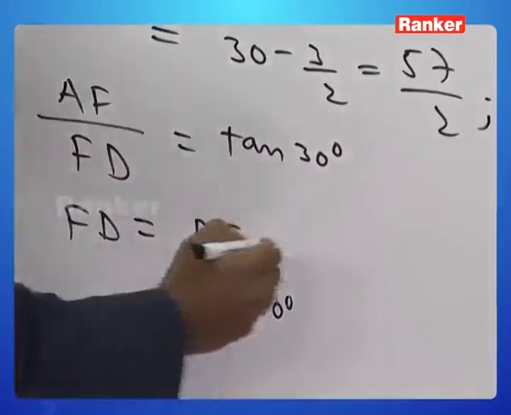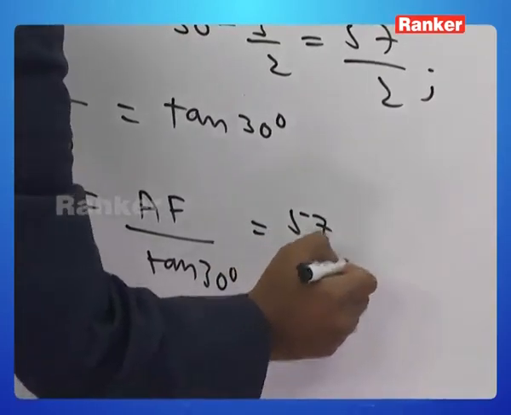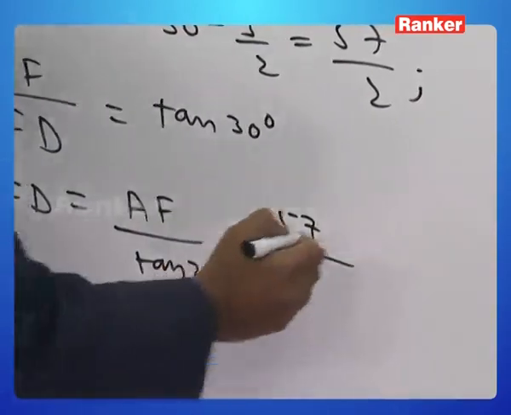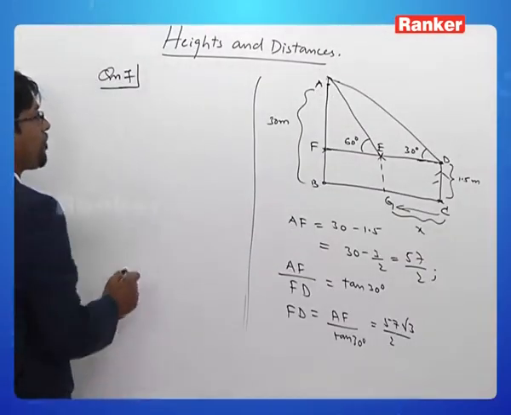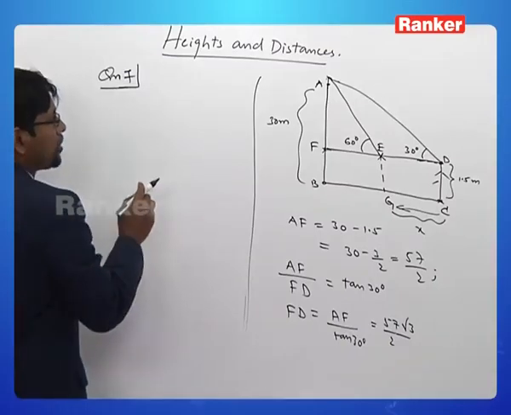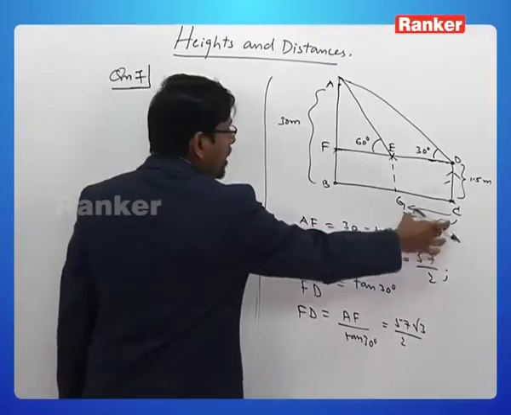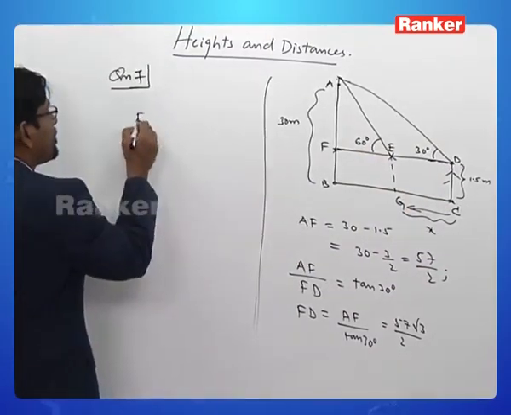Or that is 57 by 2 divided by 1 by root 3. So 57 into root 3 by 2. That is FD. When it comes to finding out, what we want is CG, and that is nothing but ED. Let's find out FE.